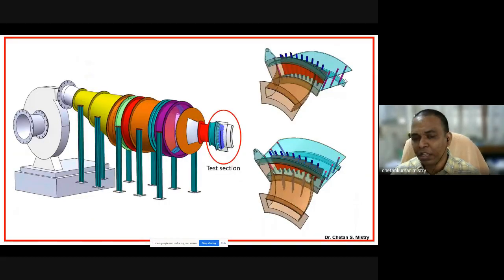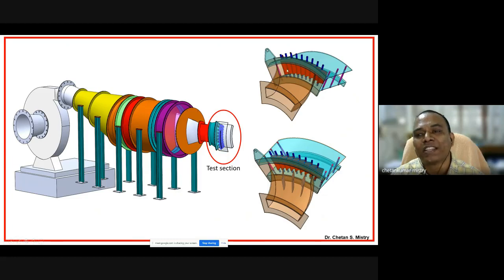Now here, as I was saying, this is our tunnel, and now we need to do the testing of my blade. So this tunnel is ready with the next component, which is to make the test section. Okay, so this is my test section.